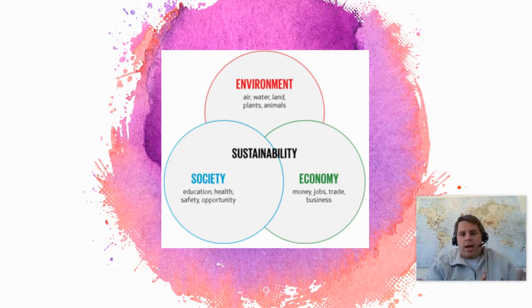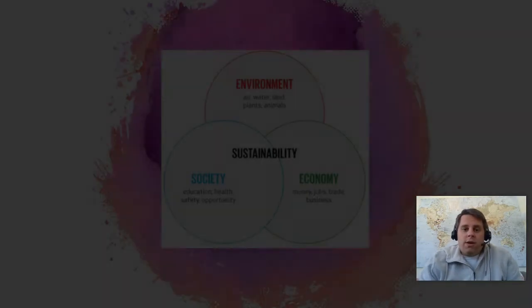So thinking about society, the environment, and the economy, all those things, making sure that humans are really able to sustain themselves and to be able to live on this planet and live in a world that is a good one. So, with society, it involves education and health and safety and opportunities. Environment involves air, water, land, plants, and animals. The economy, it's been a big topic, I know, lately. Money, jobs, trade, and business, all these things combine under this word sustainability, and that's where these goals come from.